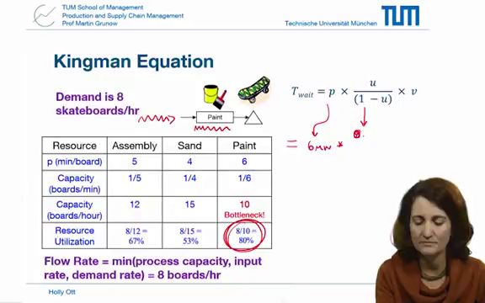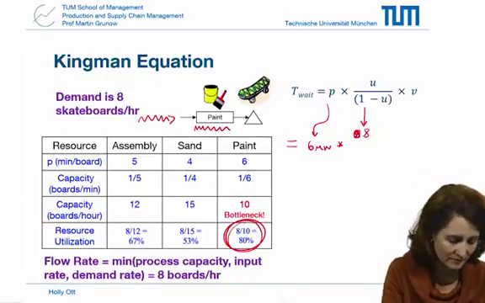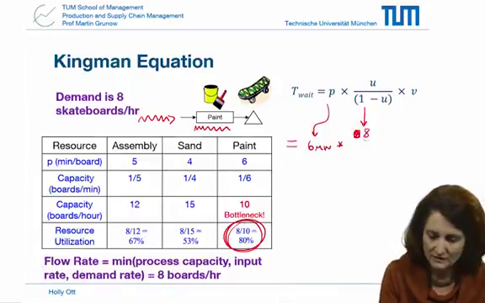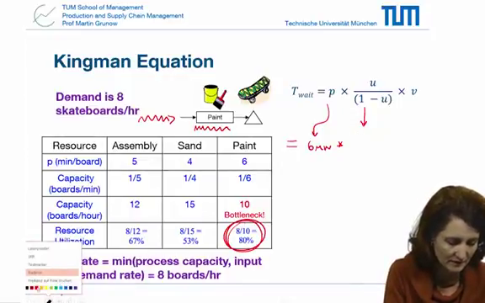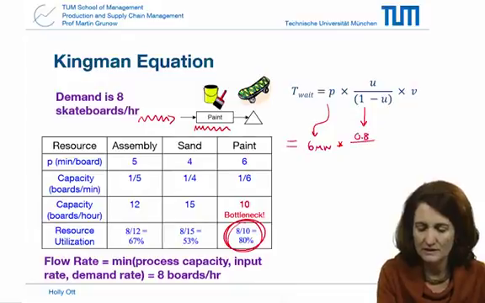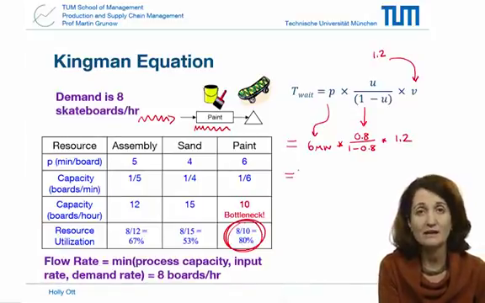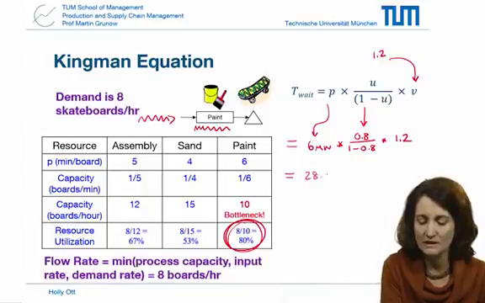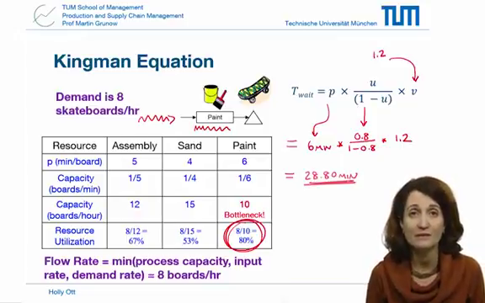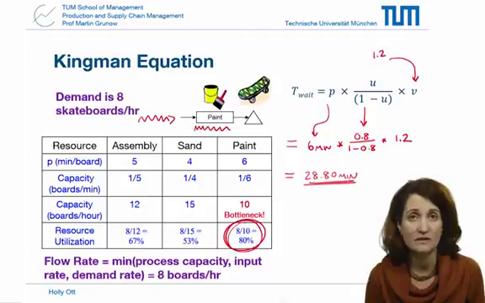0.8 divided by 1 minus 0.8 times our variability factor, we're going to use the same as before, 1.2, which is actually quite high. And here we end up with a T wait of 28.80 minutes. So, in the case with variability in front of our bottleneck resource, even if the bottleneck resource has enough capacity, there's a significant waiting time.